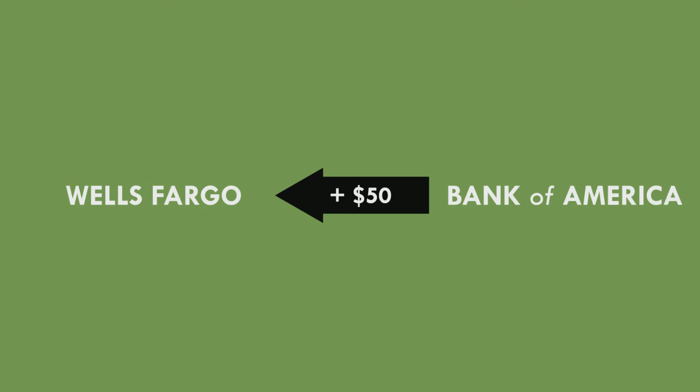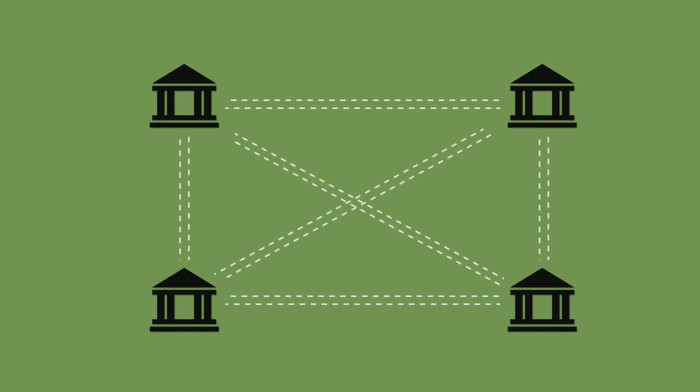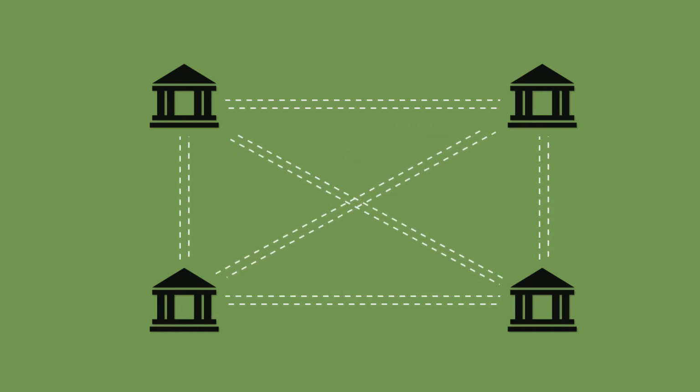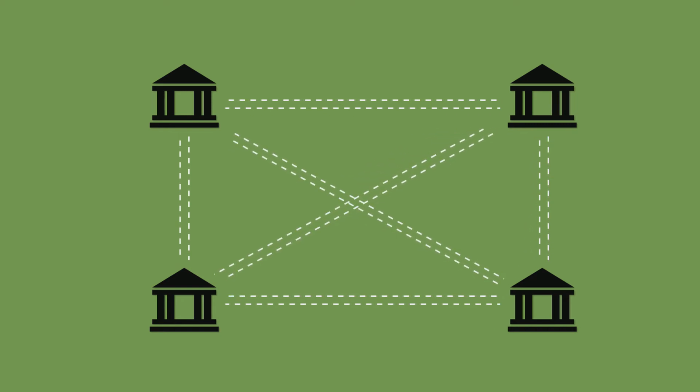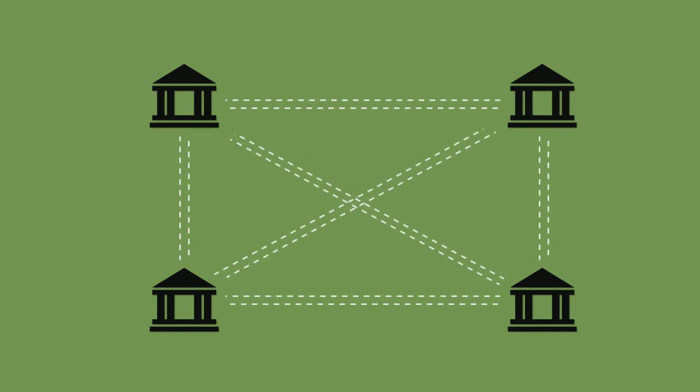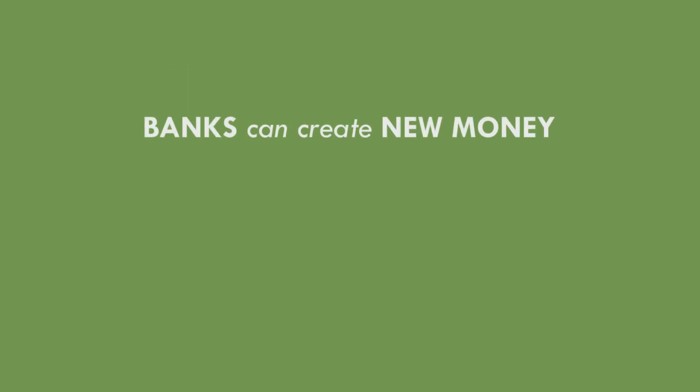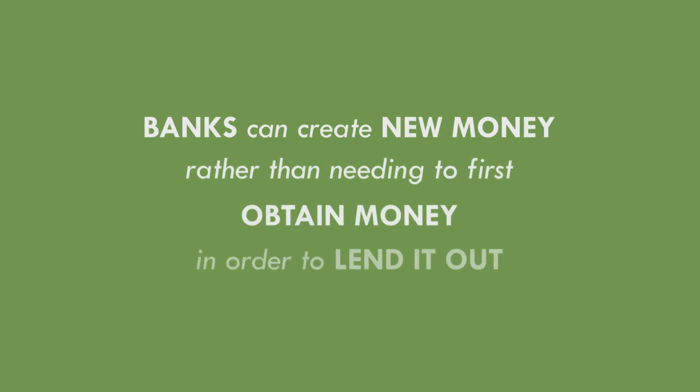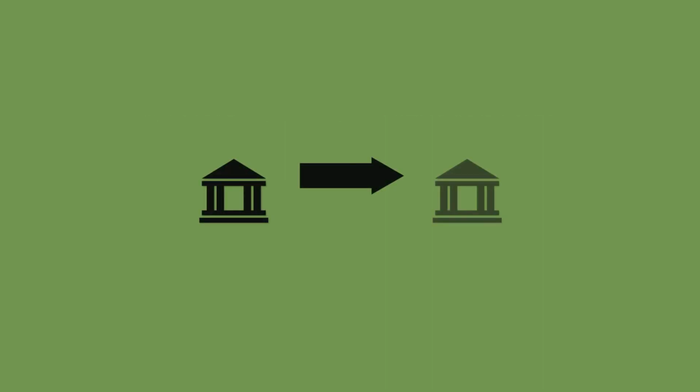Banks still do this on a mass scale to this day. Since most payments cancel out in the system, the amount that actually needs to be transferred between the banks at the end of the accounting period is typically just a small fraction of the total value of the payments made. It is with the help of this system of netting out payments that banks can create new money rather than needing to first obtain money in order to lend it out. So, because banks know that any payments they make to other banks are likely to be mostly canceled out by payments coming back to them, they can create virtually as much money in deposits as they like without worrying about first obtaining the money they lend out.